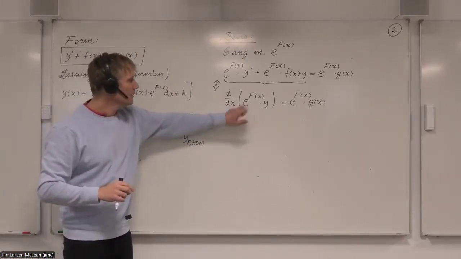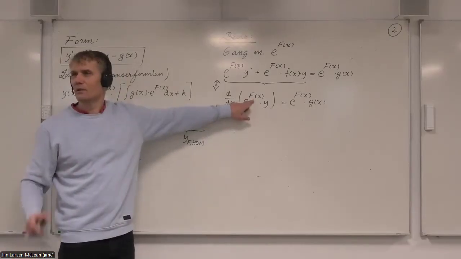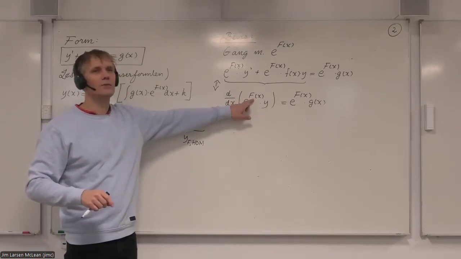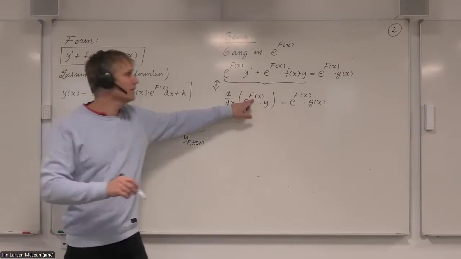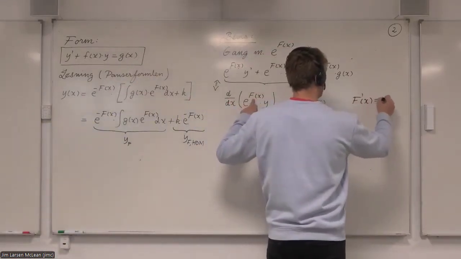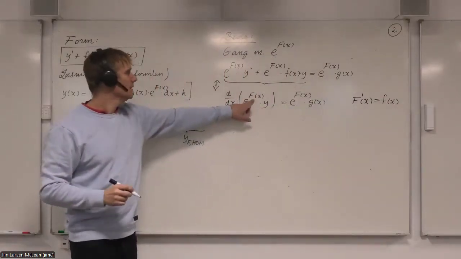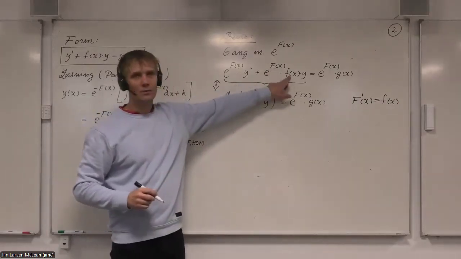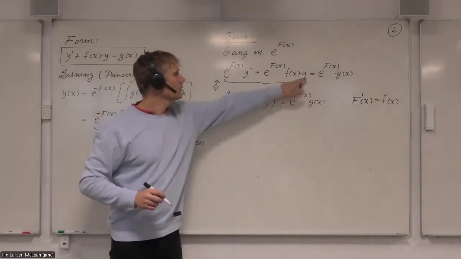So what does e to the capital F differentiated give? Well, it gives itself. But since it's a composite function, it doesn't just give itself. It gives itself times capital F differentiated. And capital F differentiated by definition is lowercase f. If you differentiate capital F, then you get little f, because big F is an antiderivative of little f. So I get e to the capital F times lowercase f, as it says here. That's also what it said there.